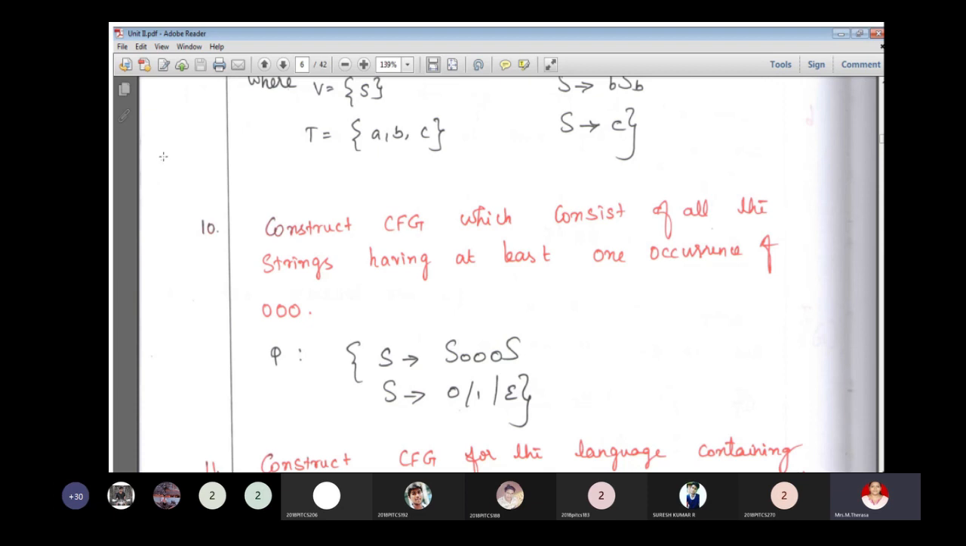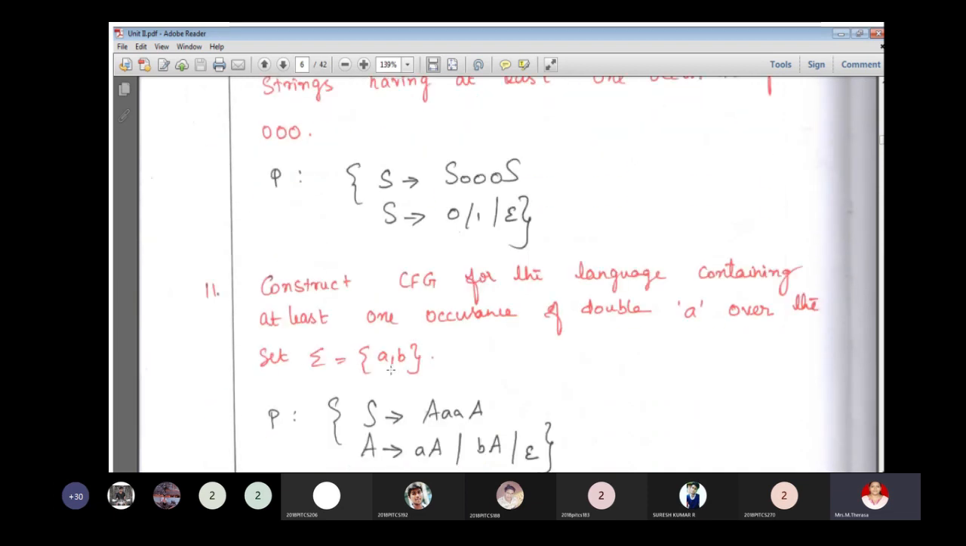Next, construct a context-free grammar which consists of all the strings having at least one occurrence of 000, that is 3 consecutive zeros. At least one occurrence, so you may have more than that also, isn't it? But in between you should have 3 consecutive zeros. So definitely the recursive procedure will be S tends to S 000 S, and S tends to any strings of zeros and ones. Any strings of zeros and ones can be represented as 0 S, 1 S.